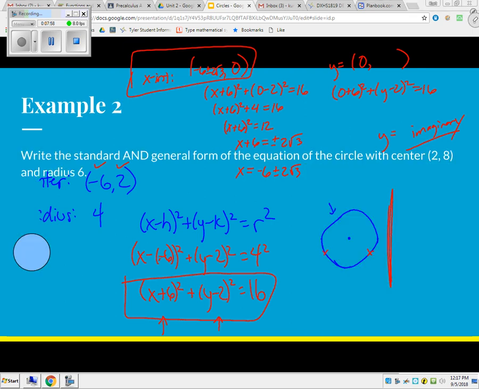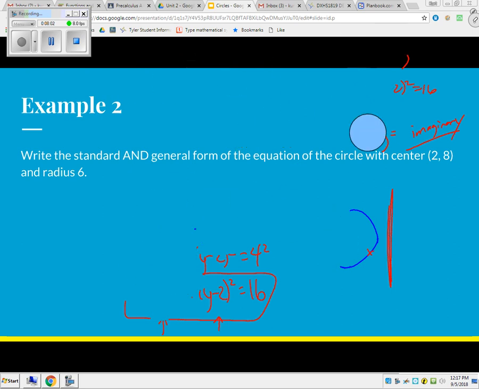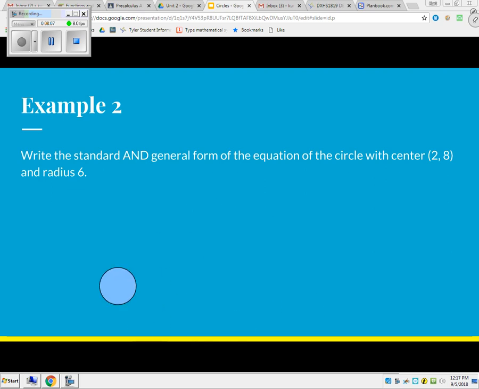All right, example 2. They don't have a picture for us, but I think we can get all of the information that we need. So I'm going to let you go ahead and read this, pause the video, and set up your standard form first. Go ahead and work that out, and then we'll come back.